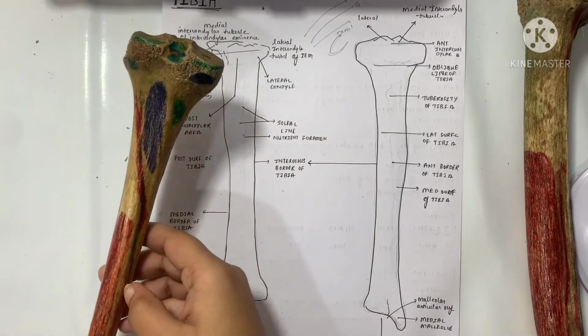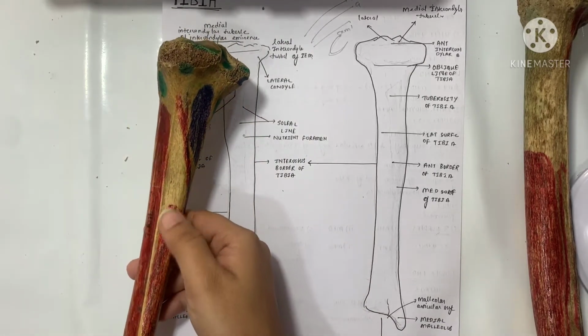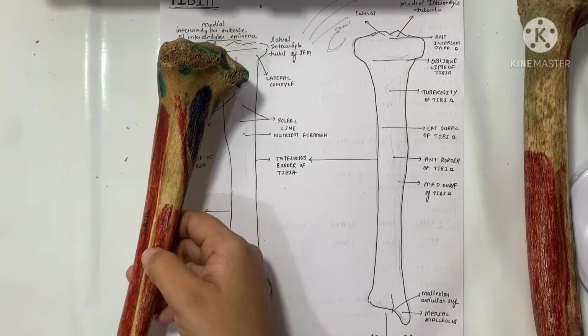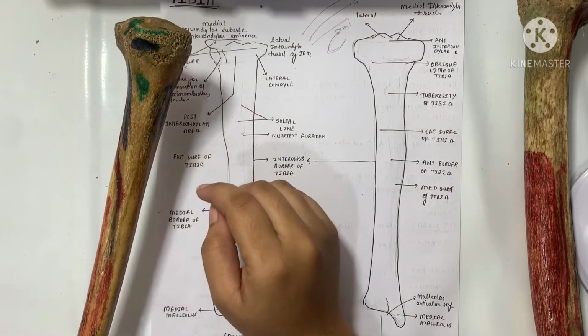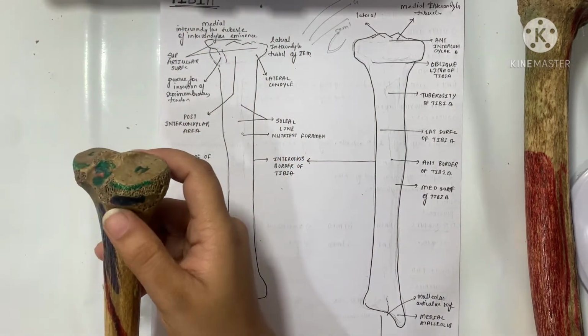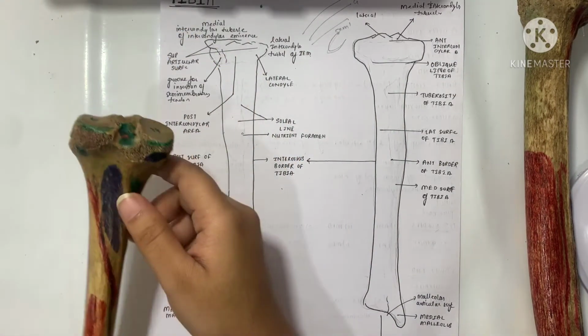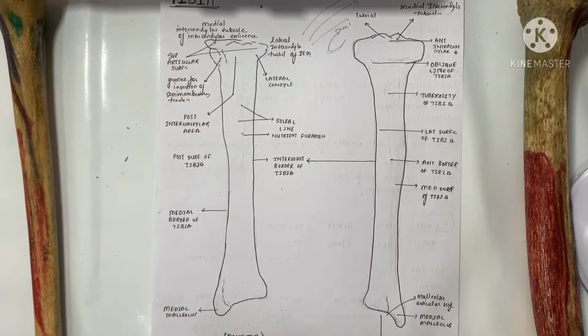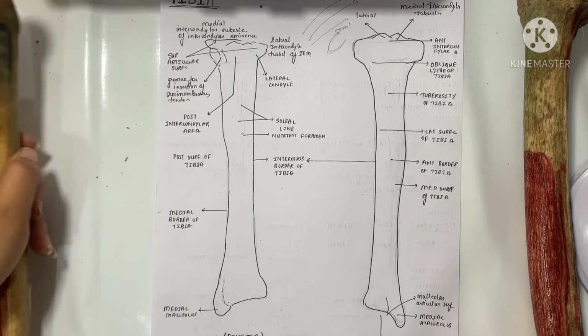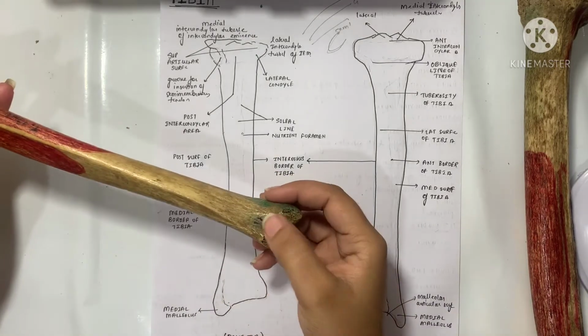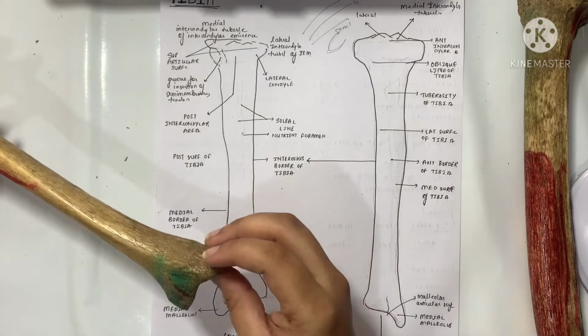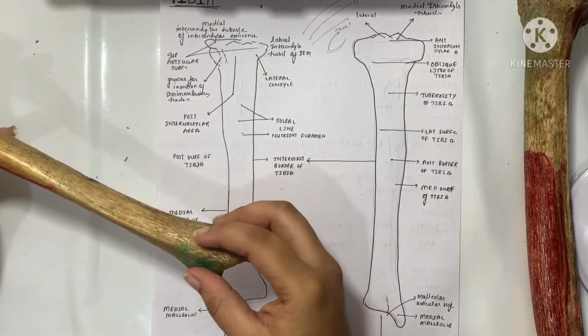This is the soleal line. Besides the soleal line, over here is present a vertical line, and on this side here is present a nutrient foramen. Here is present a fibular facet for articulation with the fibula. Then the tibia, it is a long bone, as you can see. It is a typical long bone. This is the medial malleolus. This is the fibular notch. And beside the medial malleolus, there is a malleolar groove.